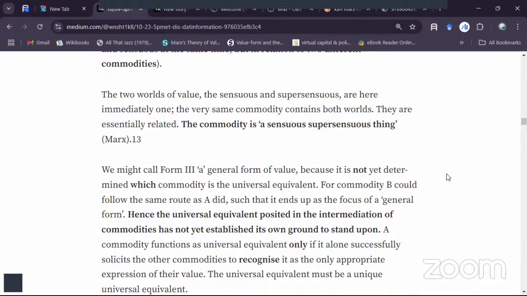Now, we might call form 3 a general form of value because it's not yet determined which commodity is the universal equivalent, for commodity B could follow the same route as A did, such that it ends up as the focus of a general form, like in form 2. Hence, the universal equivalent posited in the intermediation of commodities does not yet establish its own ground to stand upon. A commodity functions as universal equivalent only if it alone successfully solicits the other commodities to recognize it as the only appropriate expression of their value. The universal equivalent must be a unique universal equivalent.